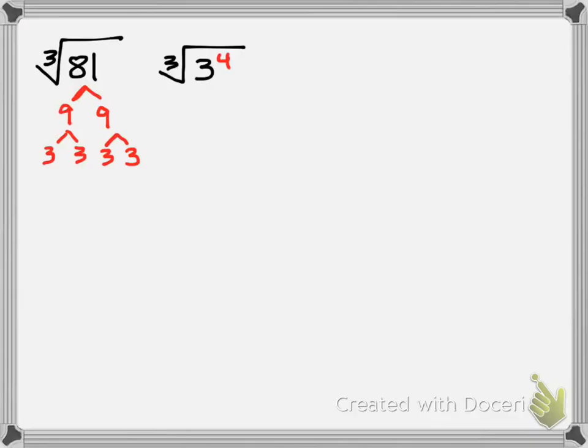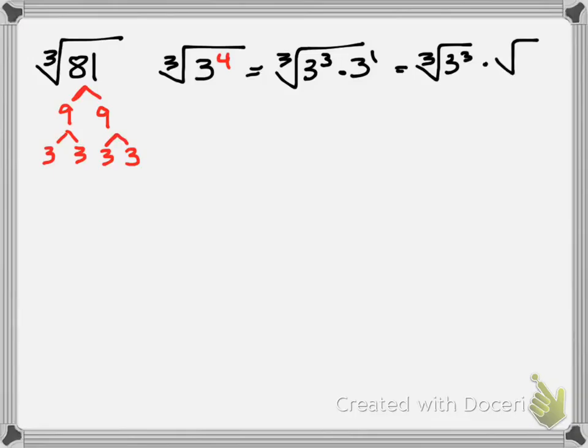Okay? So I could break this into 2 parts. 3 cubed, because that's the one I want, but then I have one more 3 left over. So I take the cube root of 3 cubed, and then I have the cube root of 3. So what's the cube root of 3 cubed? Just 3. And then I have the cube root of 3 that's left over. So we would call this like a mixed answer. Like we can get a mixed number with a whole number part and a fractional part. We can do the same thing here. Okay?